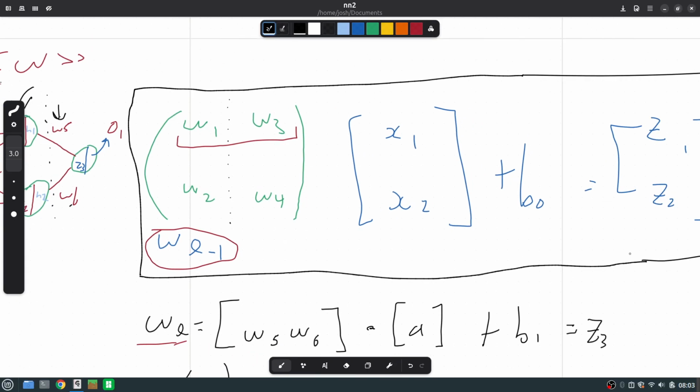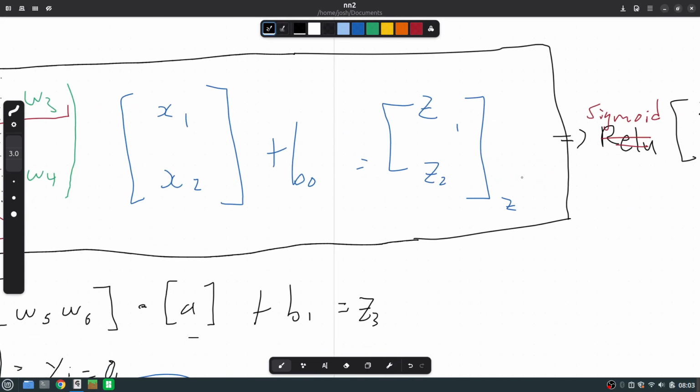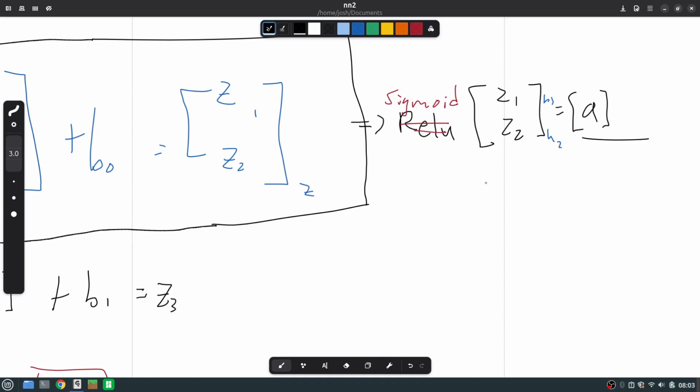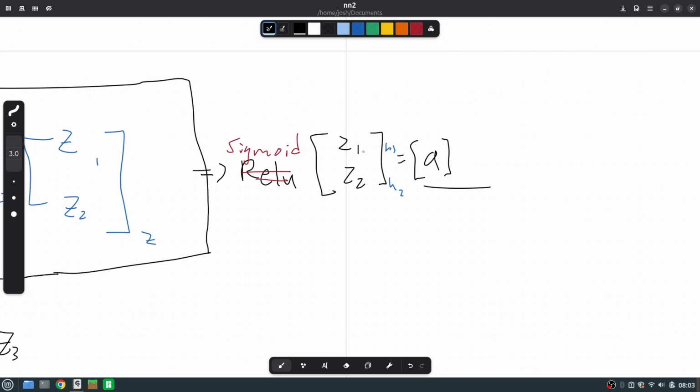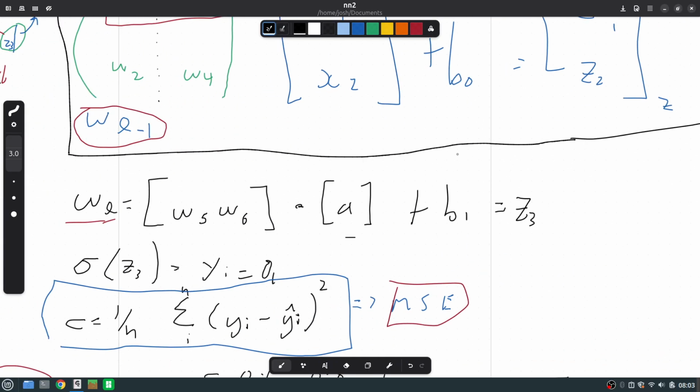And then we go through the forward pass. We've seen this Wx plus b, and you'll get z1 and z2. Call your activation function. Well, we'll use sigmoid, not ReLU, just to keep things simple. ReLU is also very simple, but it's fine. And then you're going to get h1 and h2. We're going to call this a. So hopefully you're up to speed there.